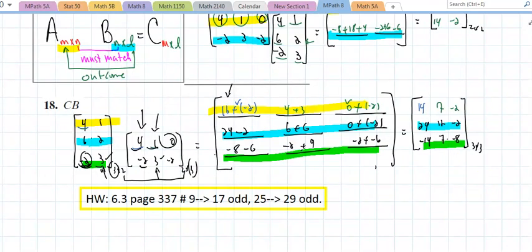And there's this homework. I needed to get this homework before we go on to the next.